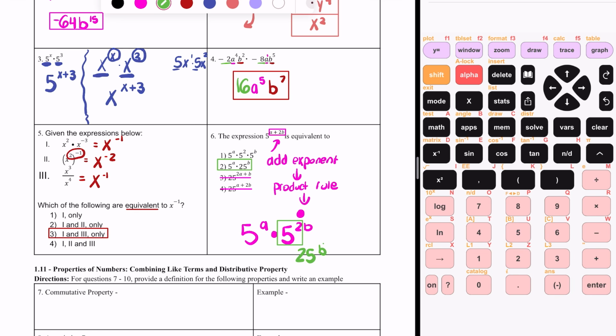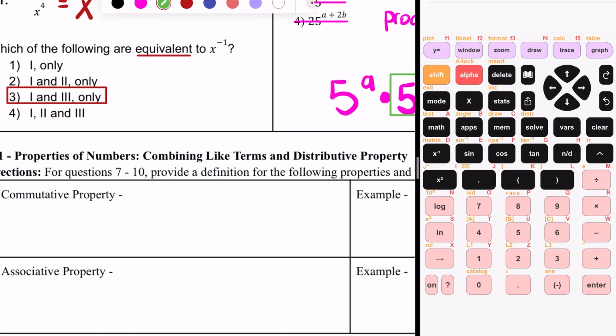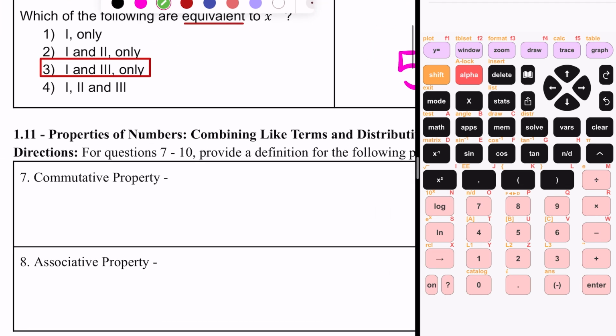All right. Now let's go over 1.11, where we were learning about properties of numbers, combining like terms, and the distributive property. For numbers 7 through 10, we are going to start by providing a definition for each of these properties, and then we are going to write an example. Number 7 is commutative property.